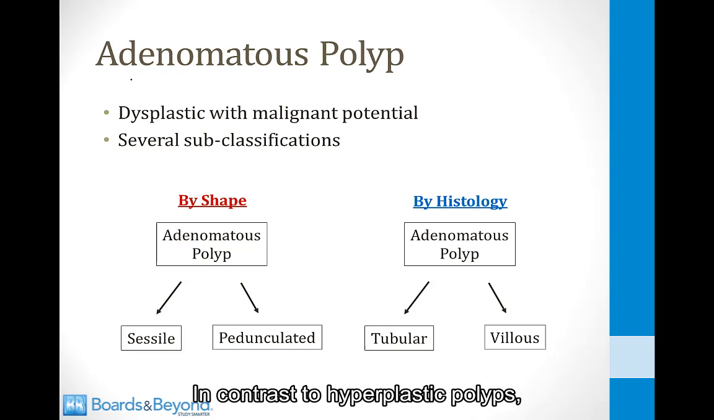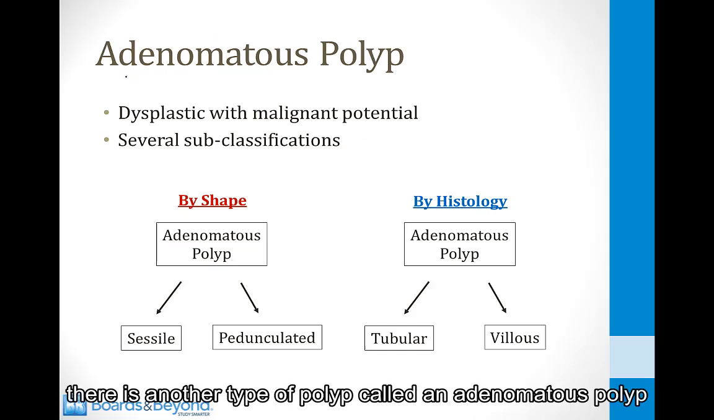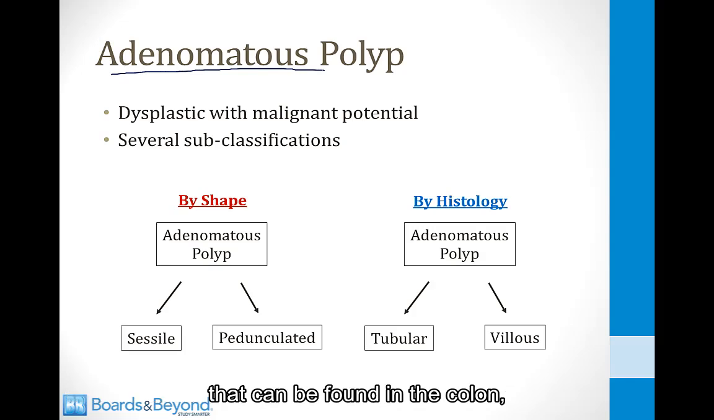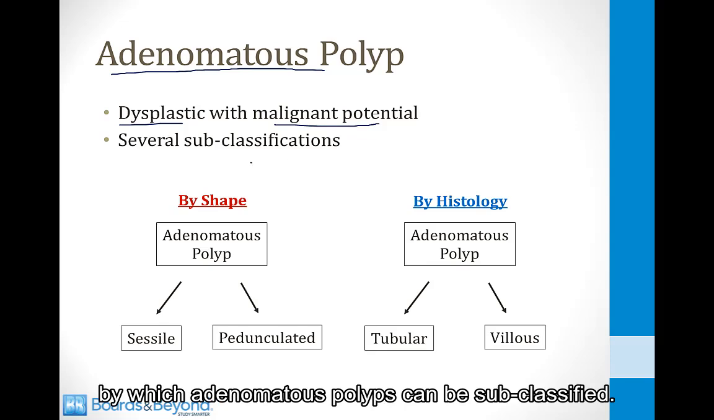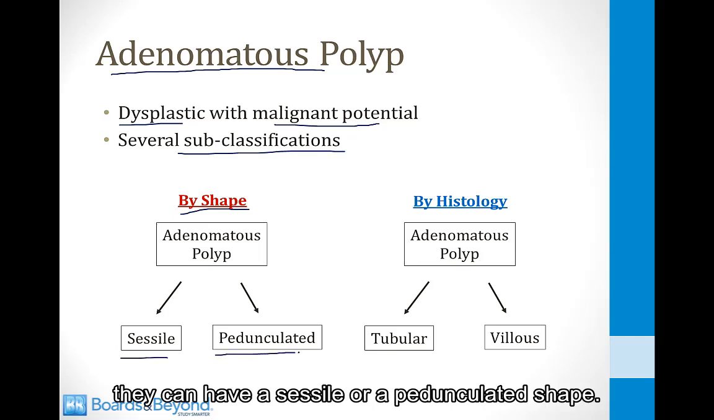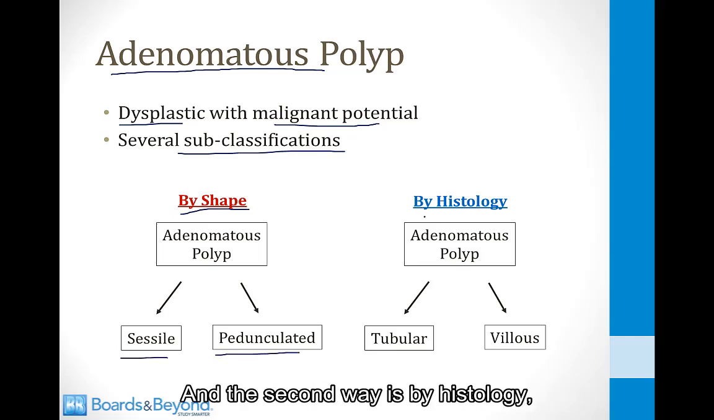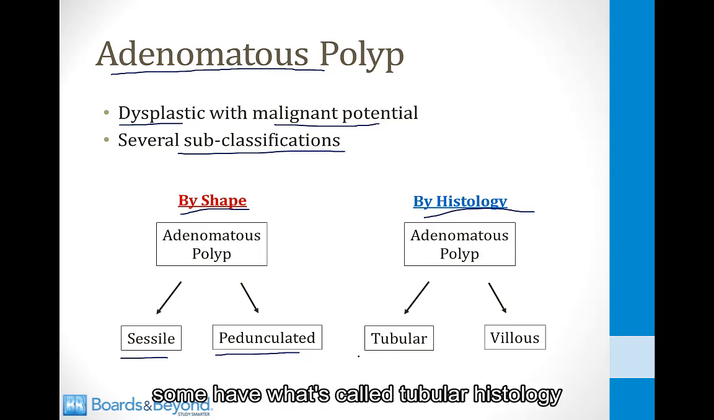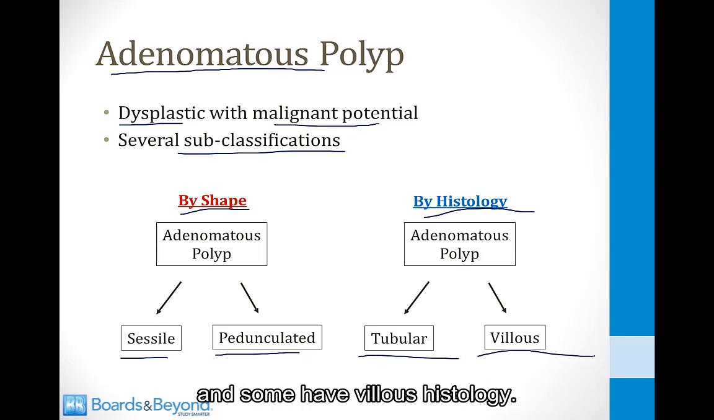In contrast to hyperplastic polyps, there is another type of polyp called an adenomatous polyp that can be found in the colon, and these are dysplastic and they do have malignant potential to develop into colon cancer. There are several different ways by which adenomatous polyps can be subclassified. First is by shape. They can have a sessile or a pedunculated shape. We'll talk about that in a minute. The second way is by histology. Some have what's called tubular histology and some have villus histology.